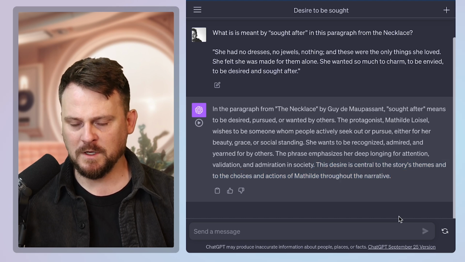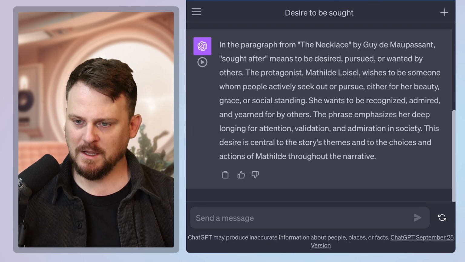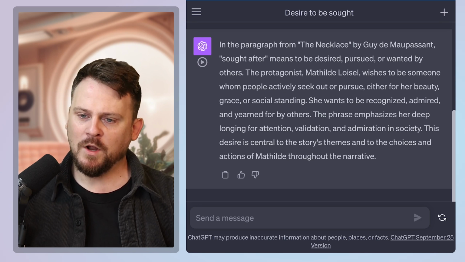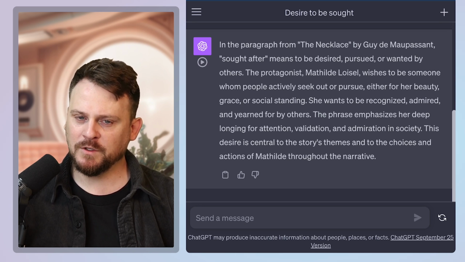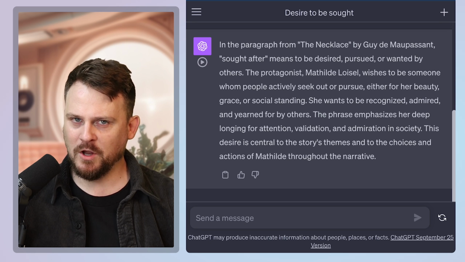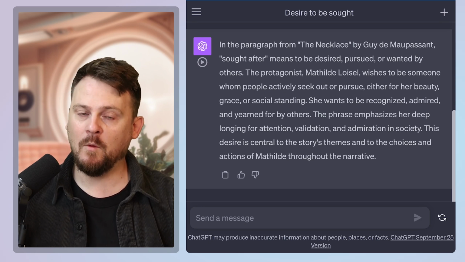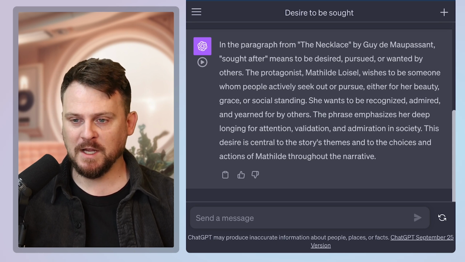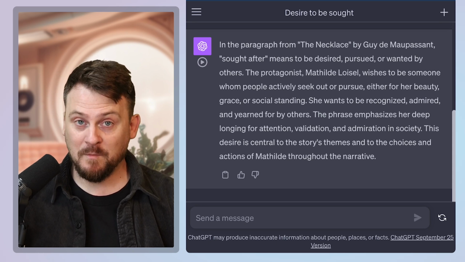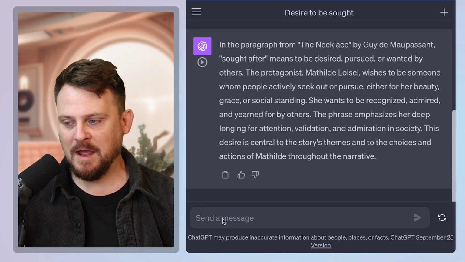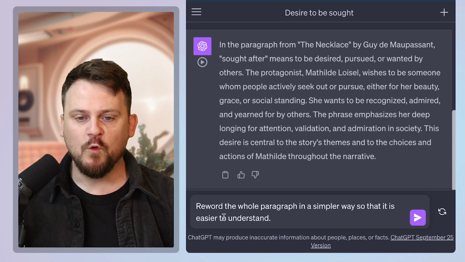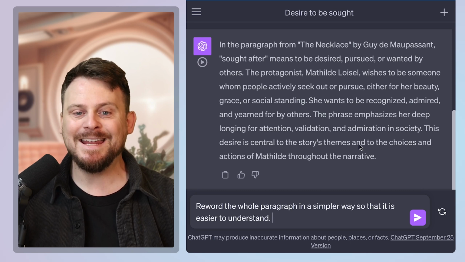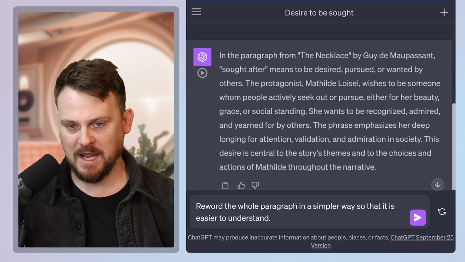Now, let me zoom in just a little bit here so we can see this a little bit better. Now, maybe I want to check my understanding based on the whole thing. I want to understand my overall comprehension. Or perhaps I'm struggling to understand. So you would provide the same paragraph and then say, reword the whole paragraph in a simpler way so that it is easier to understand.